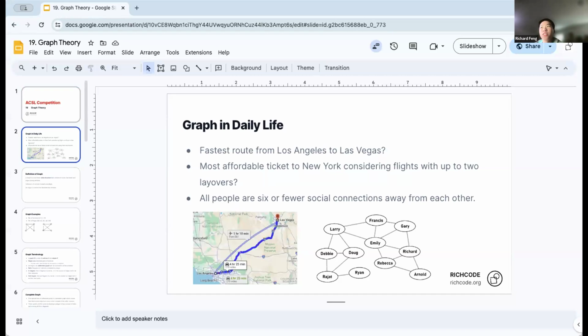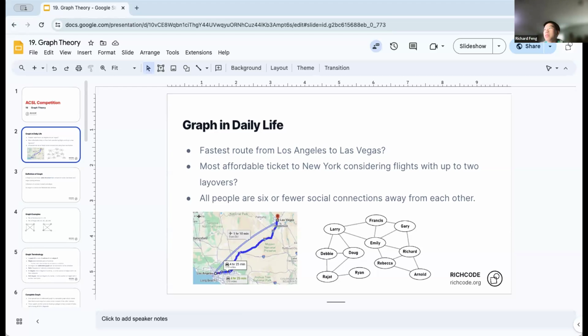So to get started, let's first talk about some applications of graphs in daily life. All of you might be familiar with this when we are using Google Maps or any similar application, and we want to look for the fastest route from point A to point B, then we are utilizing a graph. So right here, there's a picture of the fastest route from Los Angeles to Las Vegas, and there are many different routes, and we can calculate the fastest one.